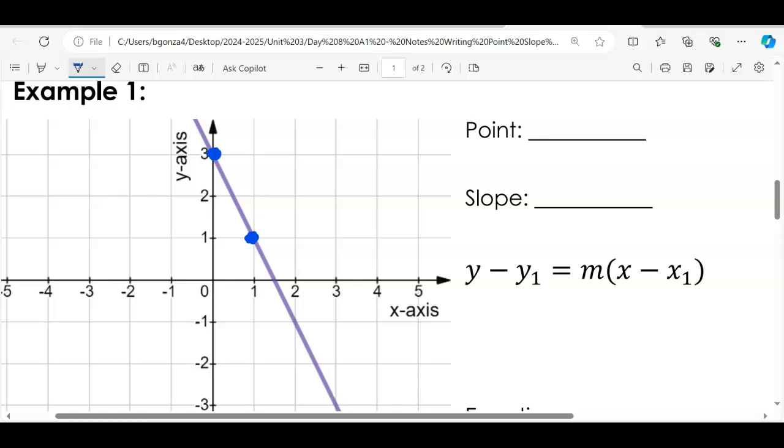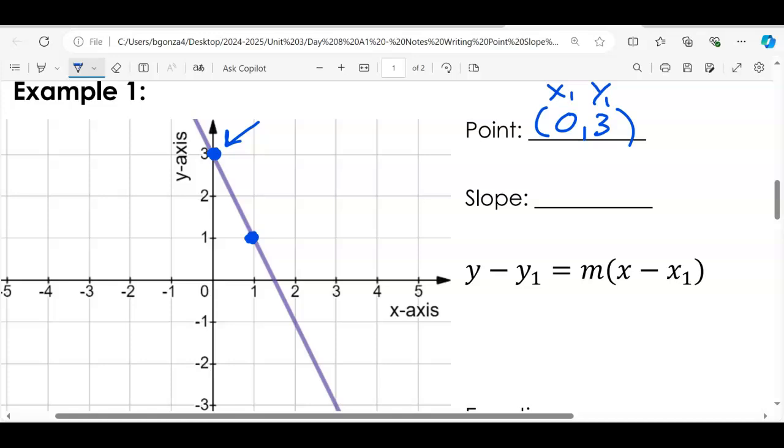Okay. Now, I need to pick a point. Technically, either point will work, but I'm going to pick the one on the left. That point is on the axis at 3. So is that 0, 3 or 3, 0? What do y'all think? 0, 3. So let's write that down as our point. 0, 3. X1 and Y1 is what I'm going to put here. Okay. 0, 3 is my point, and then my slope.